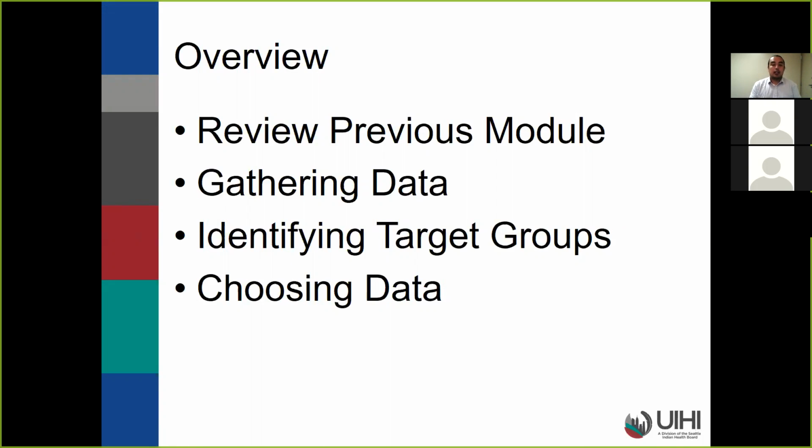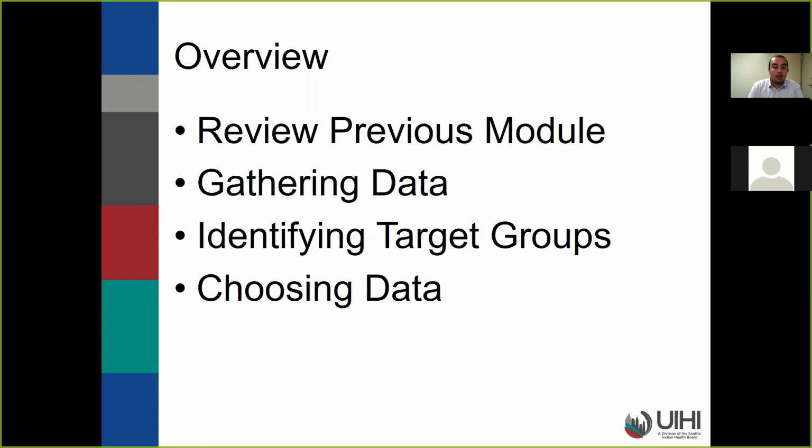So in going into this current training, I just wanted to present an overview and outline of where we're planning on going. We're going to start by reviewing the previous module to give people an idea of where we're coming from, what information we're using, and where that all came from, and also just to reorient people to what we just went over.